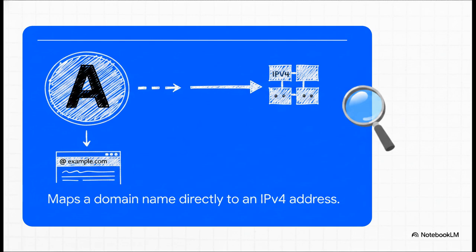It creates a simple, direct connection. It maps a domain name, like example.com, straight to its IPv4 address, that classic number.number format you've seen before. It's a straight line from a name to a physical location on the internet.